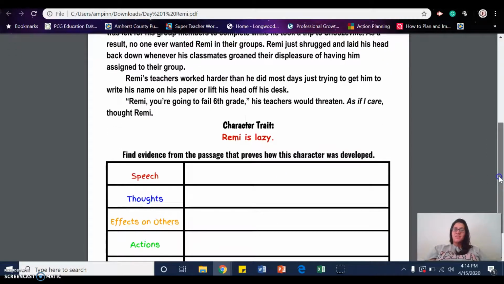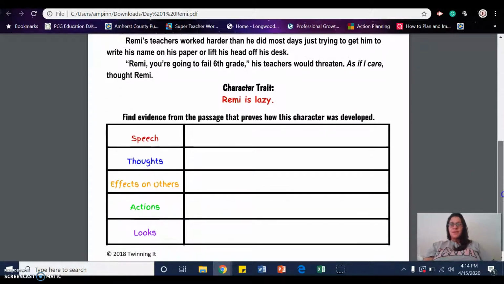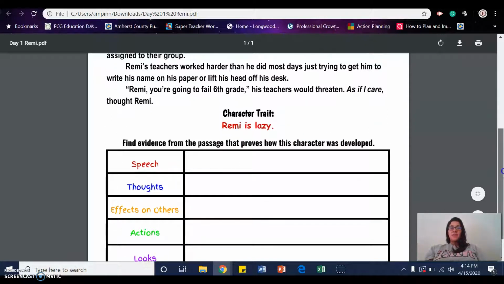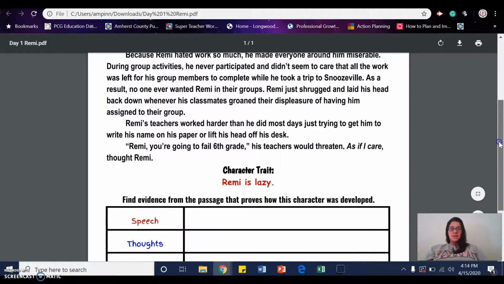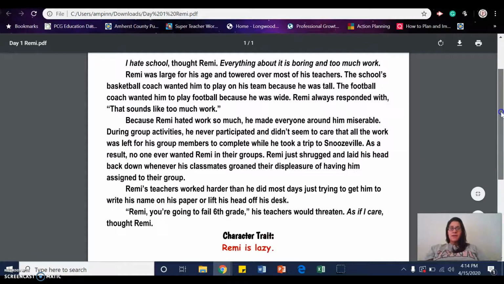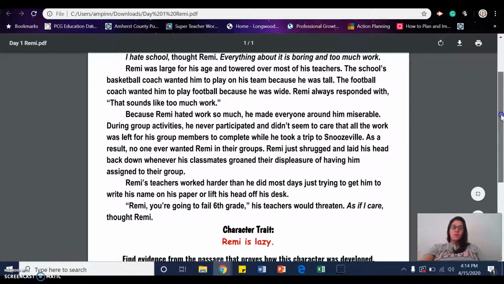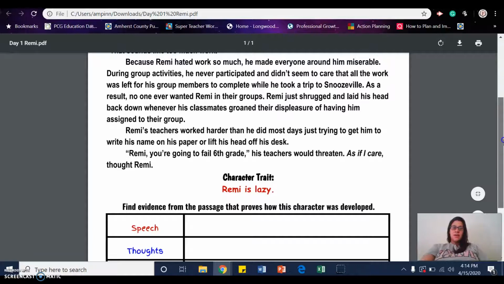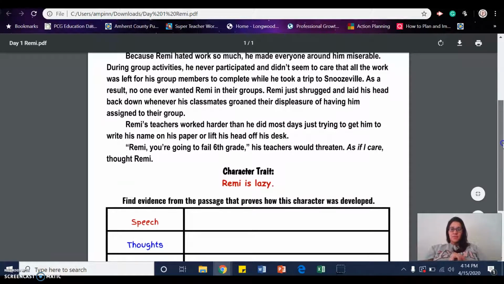We don't really like how Remy thinks, do we? So, the assignment says his character trait is that he is lazy. So, find the evidence from the passage that proves how this character was developed. His speech. So what did he say that made you think that he is lazy? Well, if we look back, he thought that everything was boring and too much work. His thoughts, as if I care.